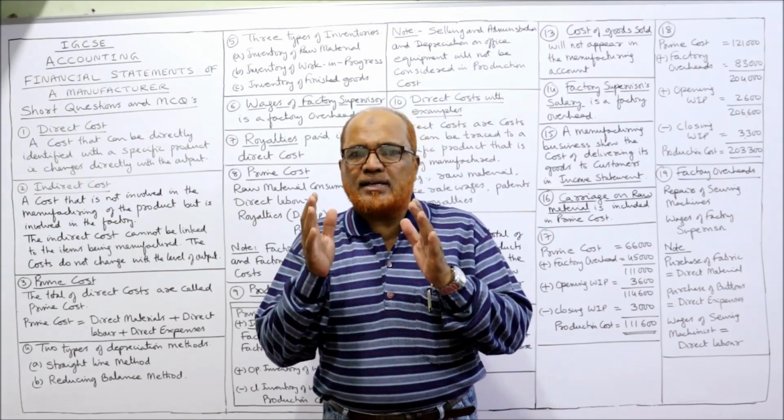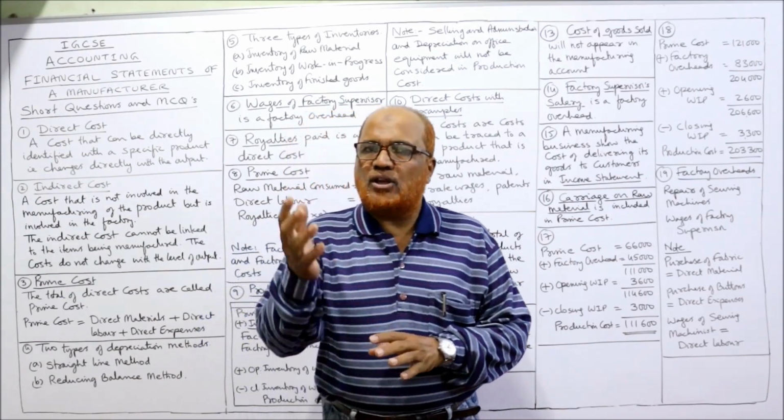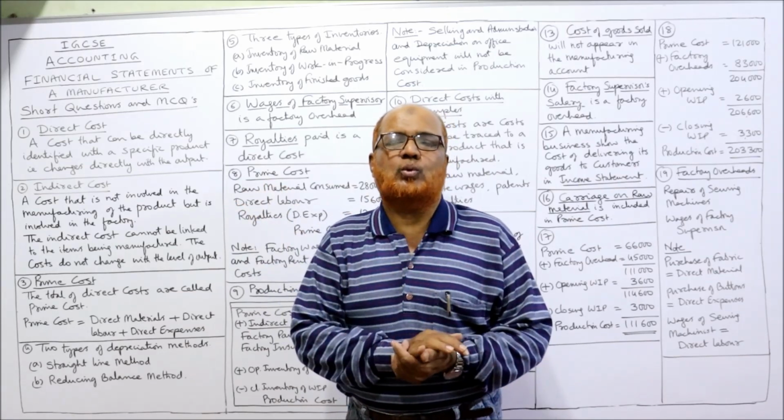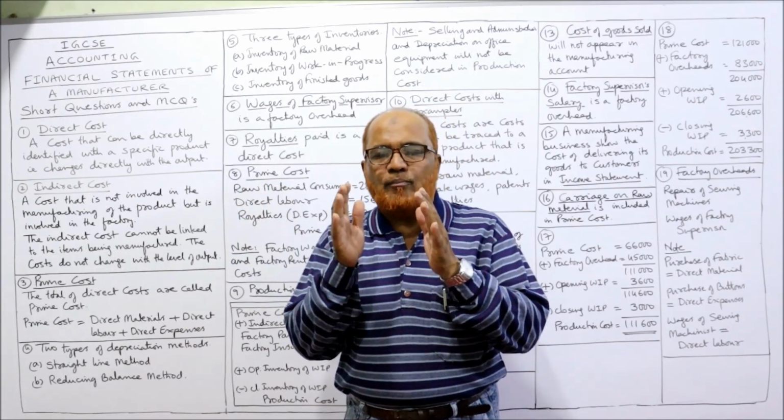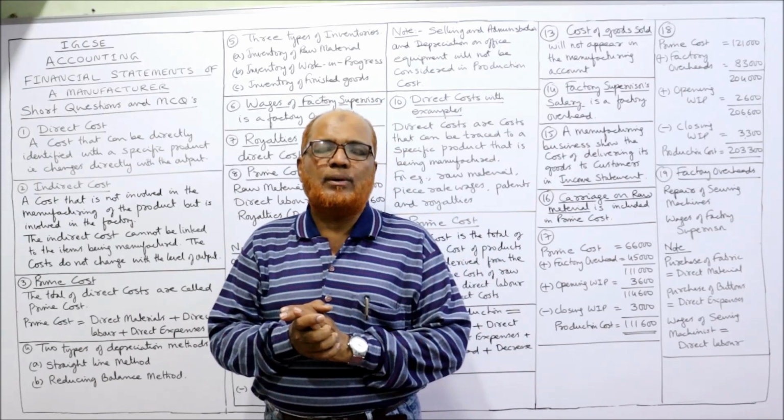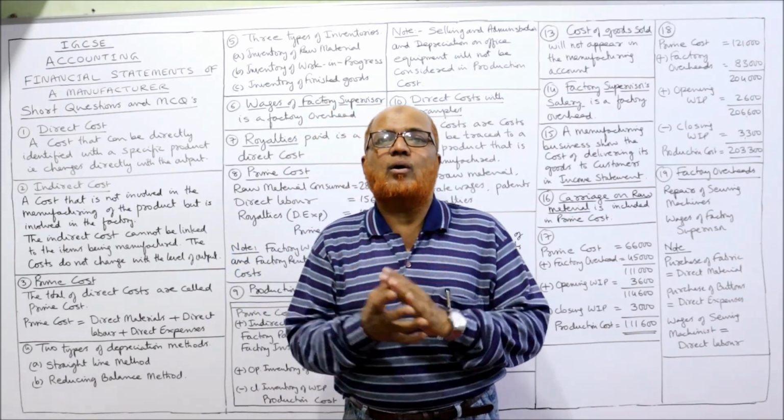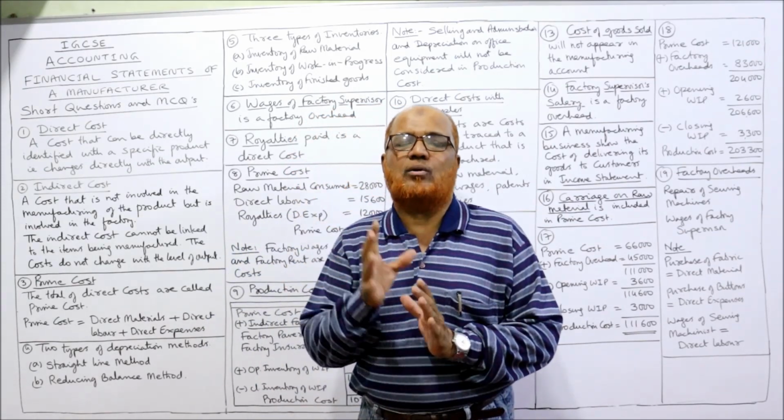In the last two videos, I have explained in detail the financial statements of a manufacturing organization. A manufacturing organization is an enterprise which converts raw material into finished goods. So this type of organization will prepare a new account called the manufacturing account.